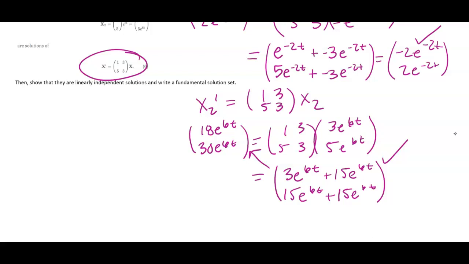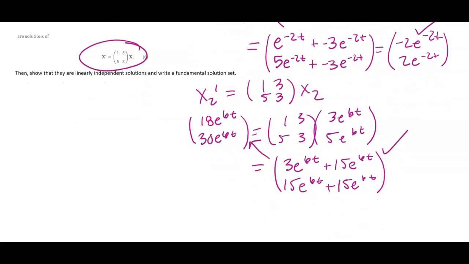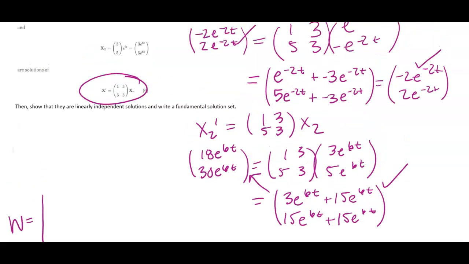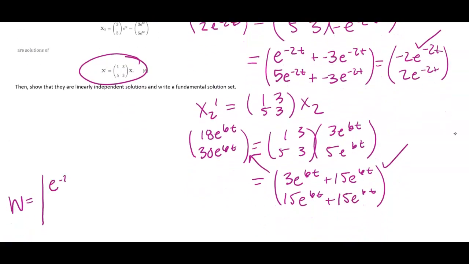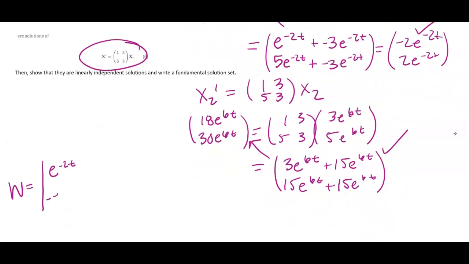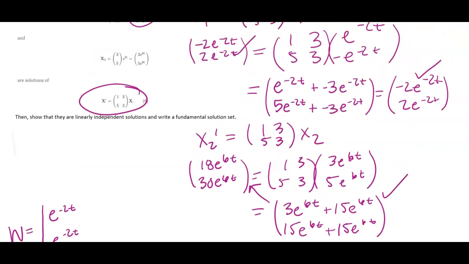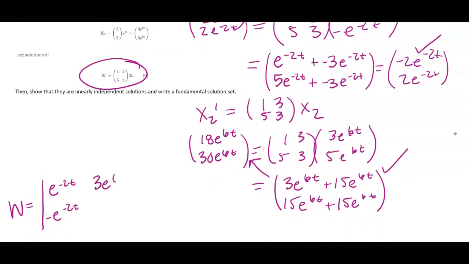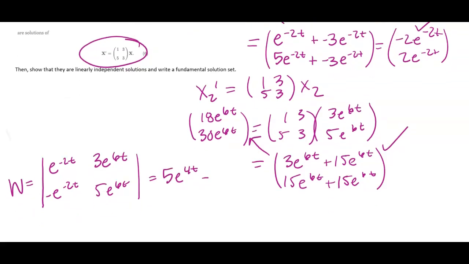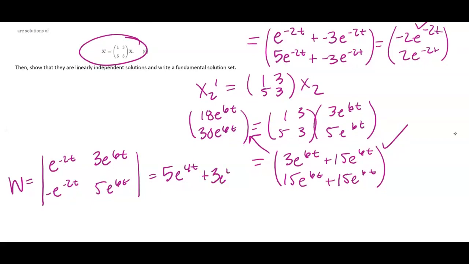We can show that they are linearly independent solutions using the Wronskian. So that first solution is e^(-2t), -e^(-2t), and the second is 3e^(6t), 5e^(6t). So that's going to be 5e^(4t) minus -3e^(4t). These are exponential functions, so they're never zero, so they are linearly independent.